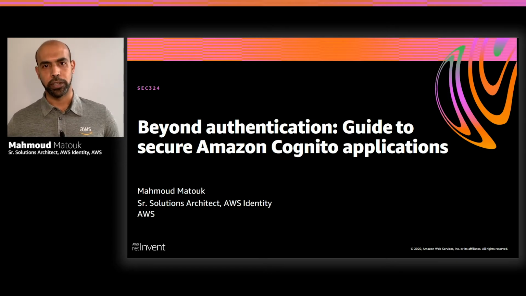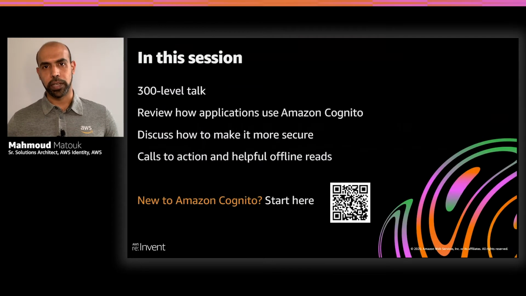that use Amazon Cognito. What to expect in this session is a 300 level talk, so it will be slightly deeper, and I assume that you have existing knowledge in the service and some of the standards that we will talk about here. We will start by taking a look at how applications generally use Amazon Cognito, and then we will look at how to make this more secure. I'm going to share with you some best practices in 3 different areas.